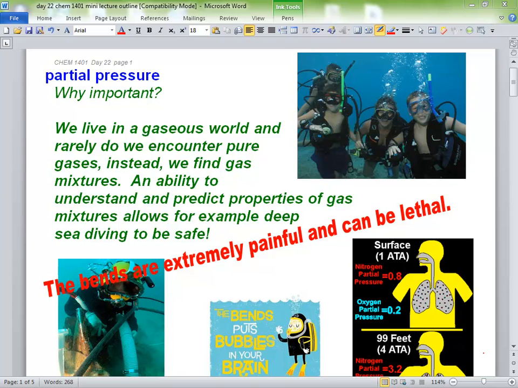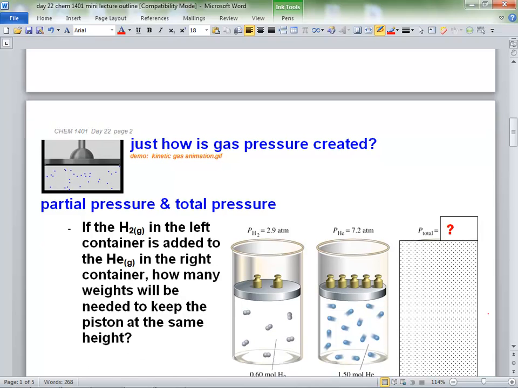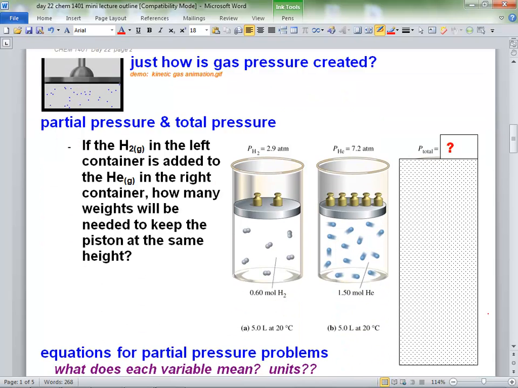I won't go into the bends, but I've heard that's extremely painful to come up too quickly. And that's a partial pressure issue there, too. So let's go back and see if we can remember how pressure is created in the first place.